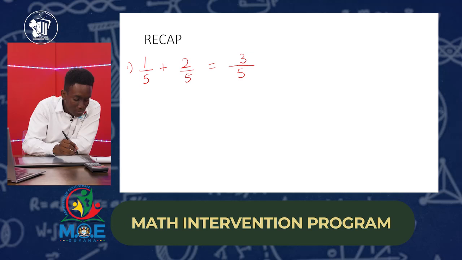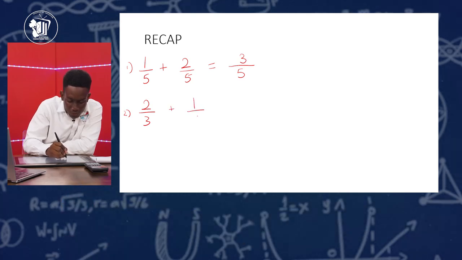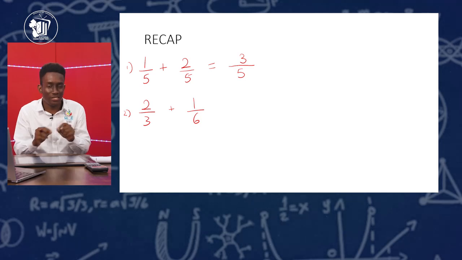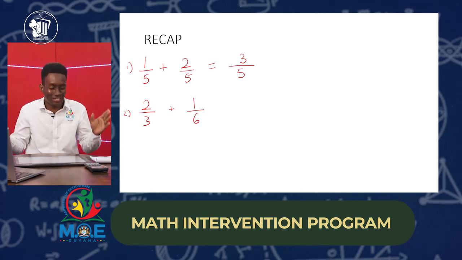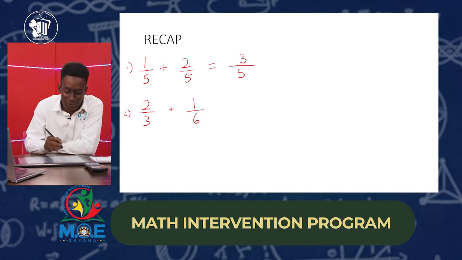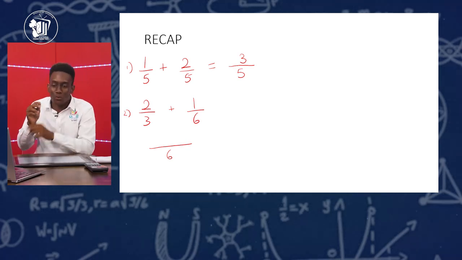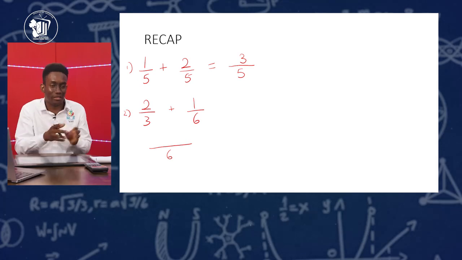Let's look at another example. Let's say we have 2 over 3 plus 1 over 6. In this case, we see the denominators are not the same. So what do we do? We find the LCM. We find the LCM of 3 and 6, which will simply be 6. And then we divide this LCM by each denominator, and then we multiply it by the numerator.